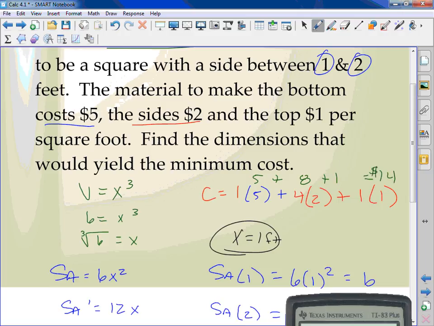A very expensive box. Well, we're not making it out of cardboard. This could be made out of something else. I mean, the fact that the bottom costs $5, the sides are 2, and the top is 1, it's not just a folded piece of cardboard. It's using different things. I doubt for $14 you're going to get something made out of gold. Questions on this? Okay.